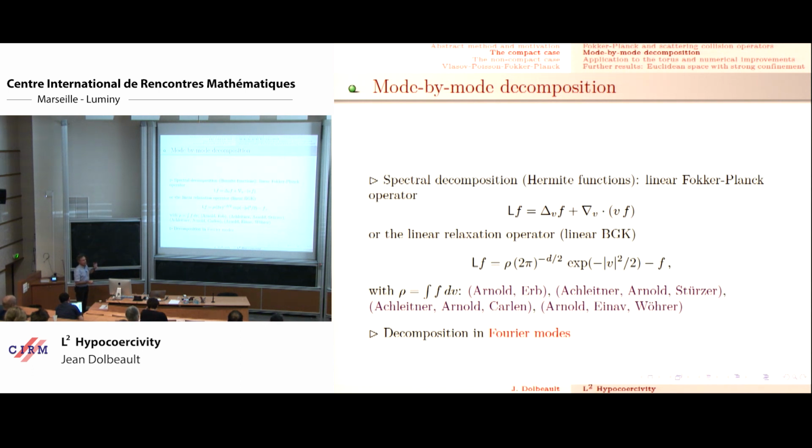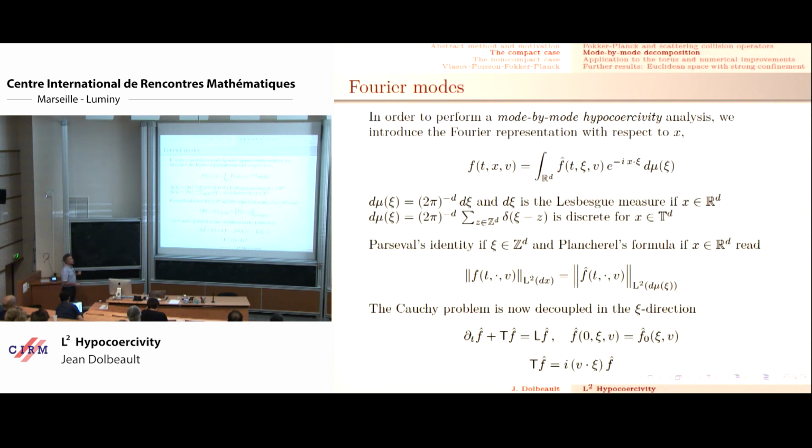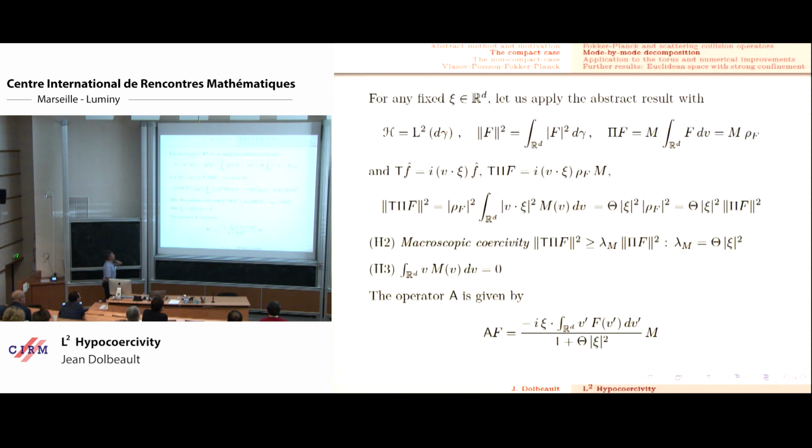So now let me take another point of view, which is the decomposition in Fourier mode. Okay, so you just do a Fourier transform, but you do it in the x variable. Why do you do that? Well, it's because the transport operator now becomes a simple multiplication operator, which is very nice. So now the Fourier variable associated to the position, which I denote by xi, can be considered as a parameter. And for each value of xi, you can apply the abstract lemma, the abstract result. So that's the strategy, okay?